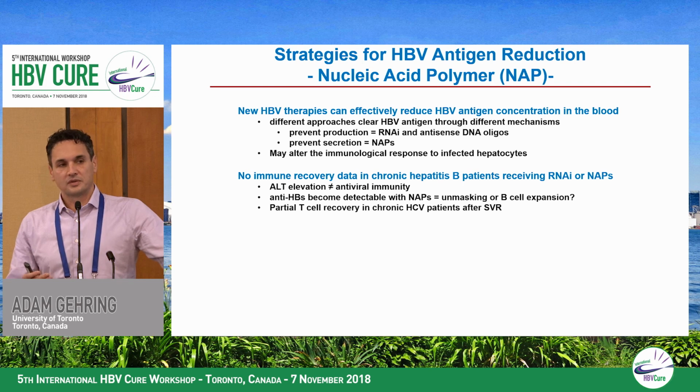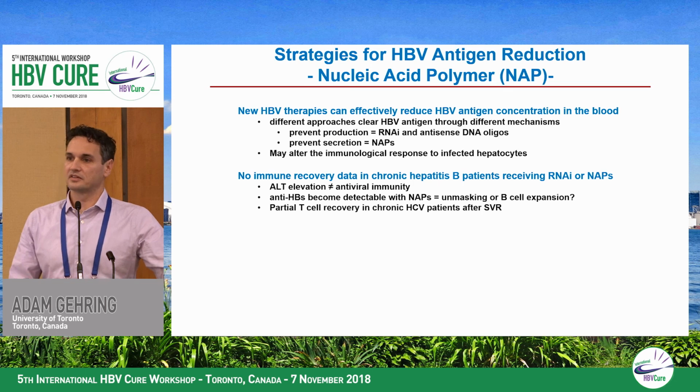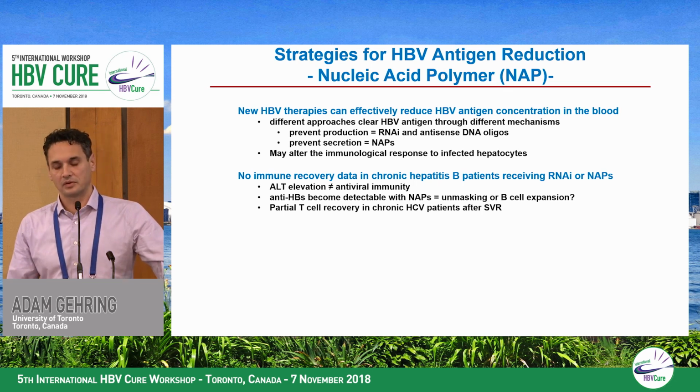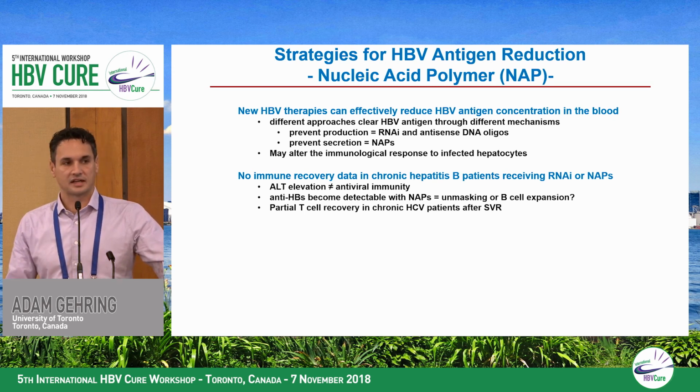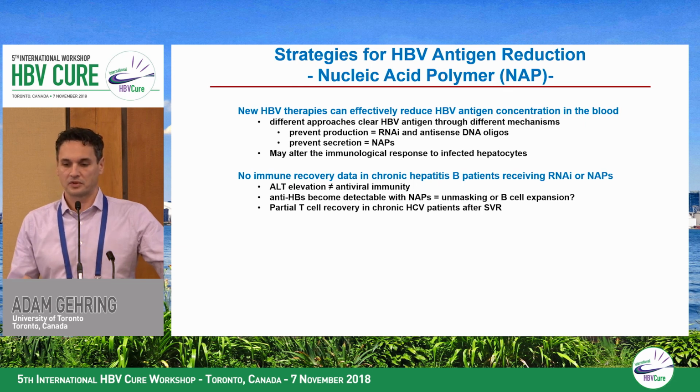So far, I would say there's really no immune recovery data in hepatitis B patients receiving the RNAi or the NAPs. There was evidence of ALT elevation associated with S antigen clearance, but ALT elevation doesn't necessarily equal antiviral immunity, and we really need to address that. The anti-HBs becomes detectable in patients that were given the NAPs, and more work to really focus in on whether that's unmasking existing antibodies or we're actually getting activation of B cells and T cells will be important.